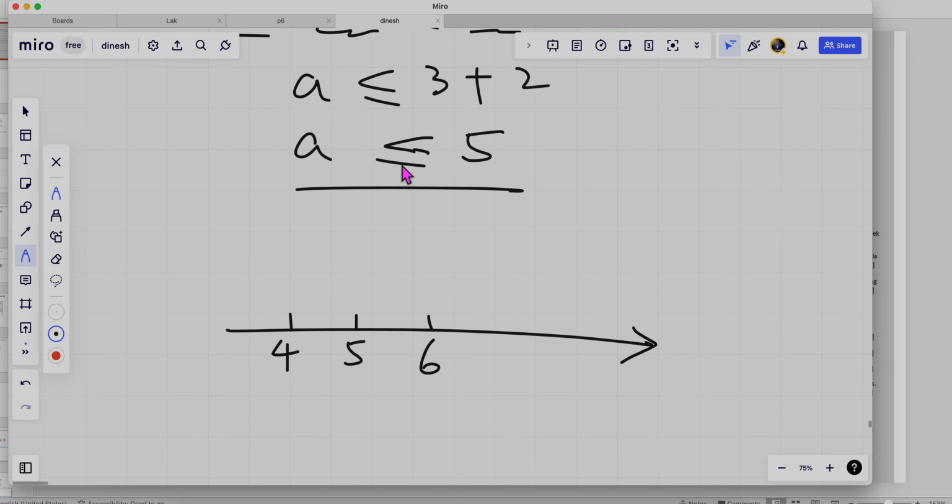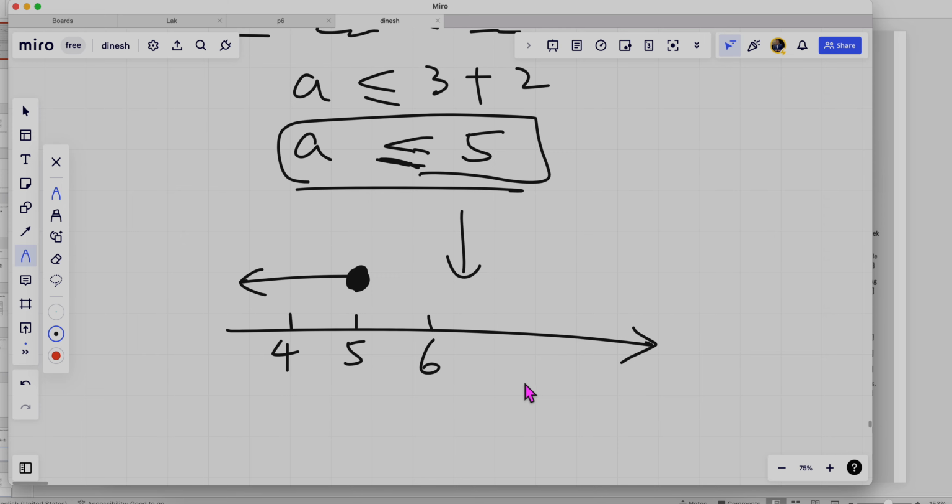So you know that this is smaller and equal. Equal means the 5 is included, so it's a solid circle. 5 is included because it's equal. Smaller, left or right? Left. So that's it. That's how you represent this on a number line. So this is the answer.